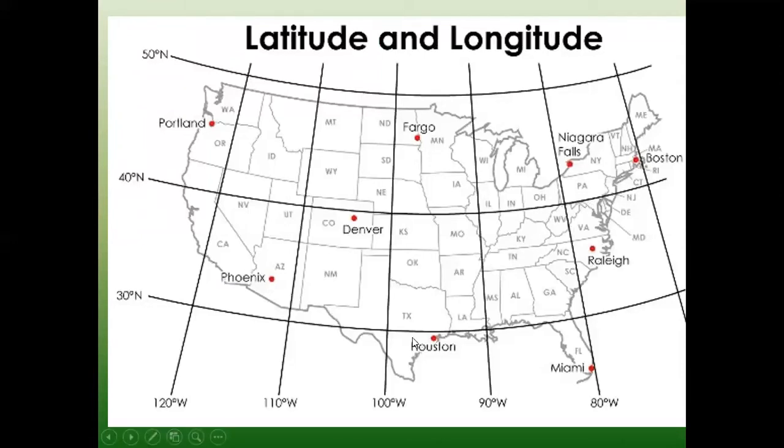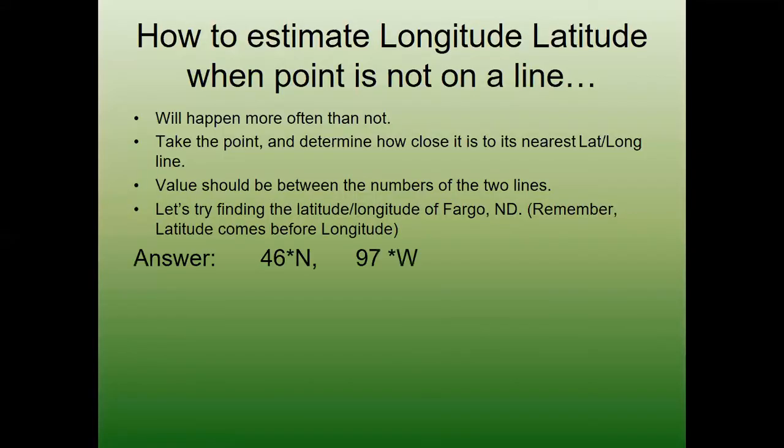And then down here, it's hard for me to see it, but I know what the map looks like. We're between 90 degrees west and 100 degrees west. Now, we're clearly closer to 100, right? Because that's this line right here. But we're also between that 90 and 100, and we're past halfway. So I would say you're between 95 to 100. So in that being said, I think Fargo is probably 46 degrees north, 97 west.